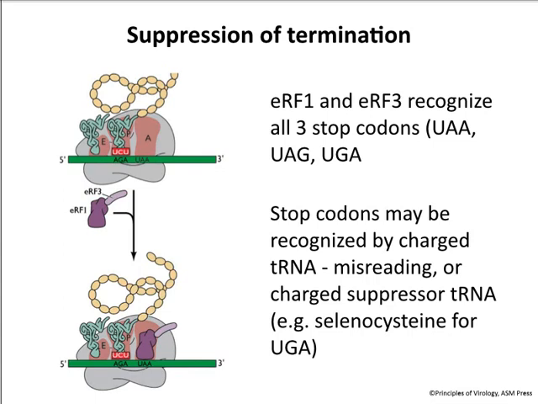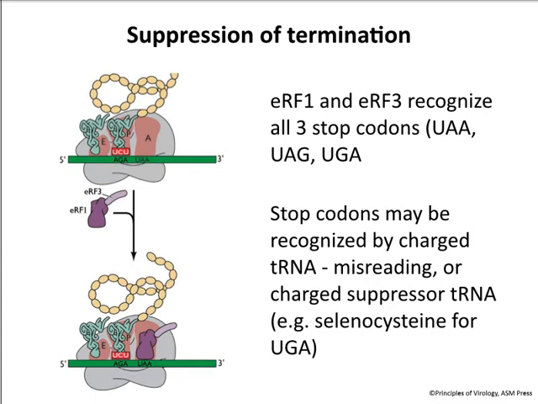Another neat mechanism for making more than one protein from a single mRNA is ribosomal frame shifting. Okay, and that's shown here. I'm sorry, this is not ribosomal frame shifting. This is suppression of termination. I'm so excited about frame shifting that I want to tell you about it right now. This is a good one also, but this is more common.